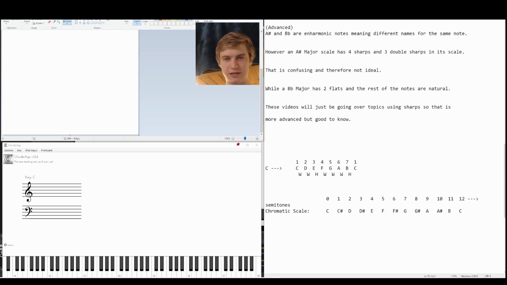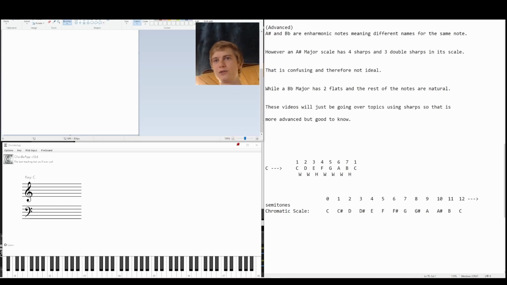So let's look at a C double sharp. I'm going to go to C, I'm going to go 2 semitones to C double sharp. That's the same note as D. So if you saw a C double sharp written down, you'd have to play a D. So that's where things would just get totally confusing. While if you look at a B flat major, remember A sharp and B flat are the same notes. But if you get B flat and you plug that into the major scale and you're using flats, then that whole scale only has 2 flats.